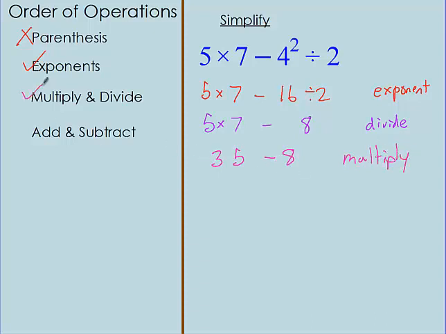Now last step, we're done with multiplies. Let's look at that add and subtract. Well, I have a subtract. 35 minus 8 is going to be 27. And I did a subtract. So my final answer is 27.